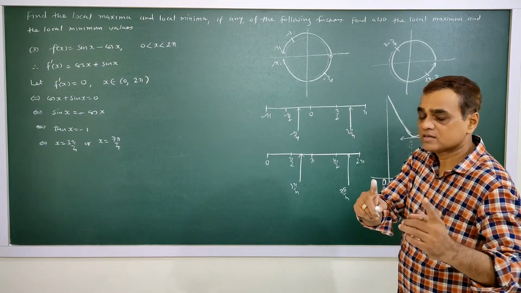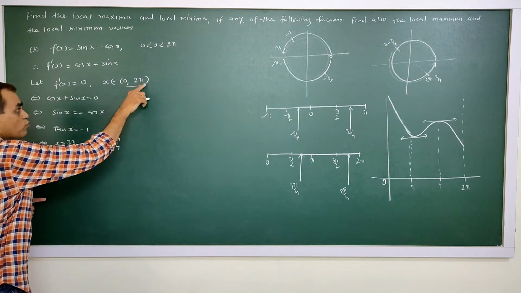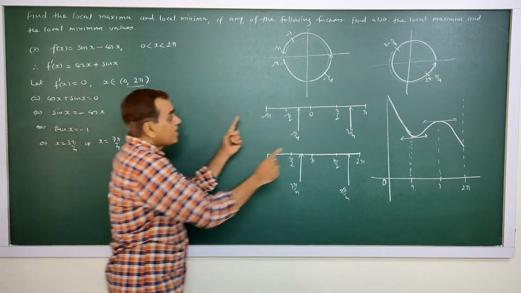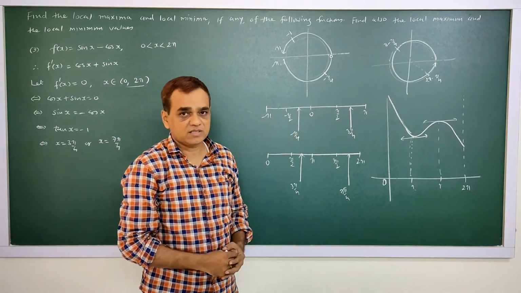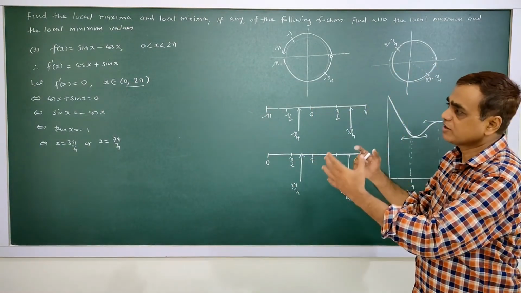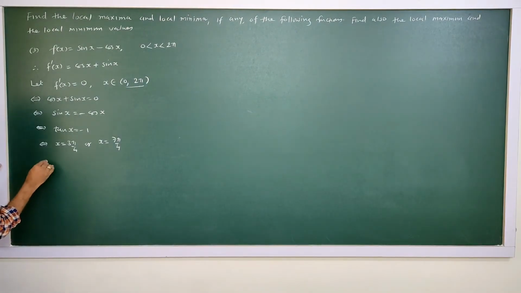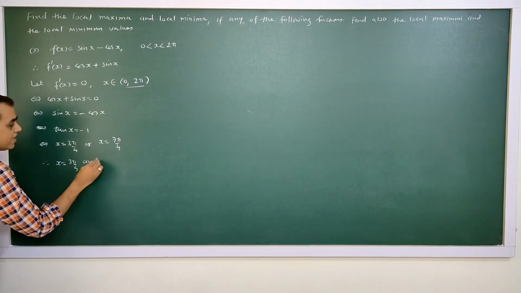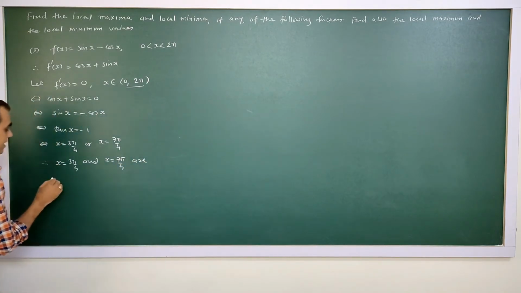So remember, these numbers depend on the interval. Because 0 to 2 pi is given, these are the critical numbers. If minus pi to pi were given, then these would be the critical numbers. So in trigonometric functions, you have to use concepts of trigonometry. Therefore, x equal to 3 pi by 4 and x equal to 7 pi by 4 are critical points.